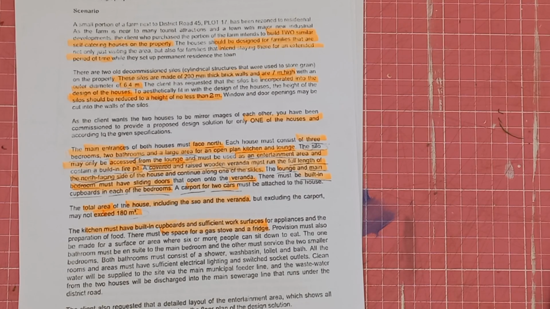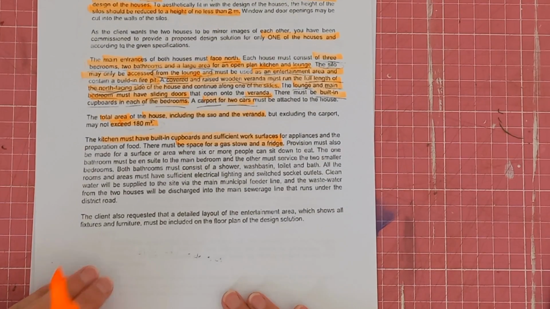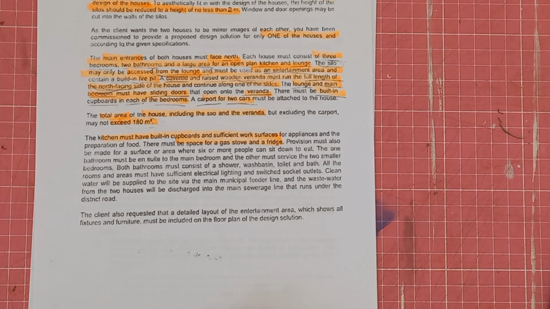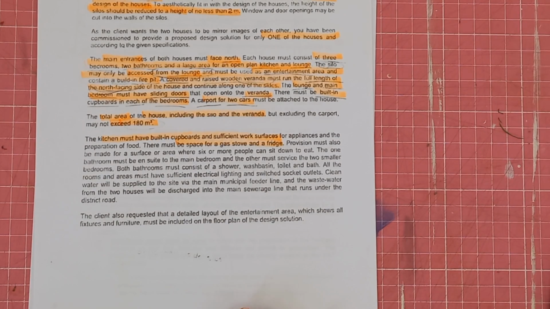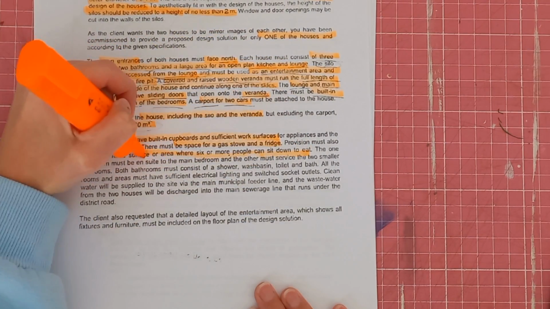Provision must be made for a surface area. I don't know if you can actually see that, my apologies. Provision must be made for a surface or area where 6 or more people can sit down to eat.